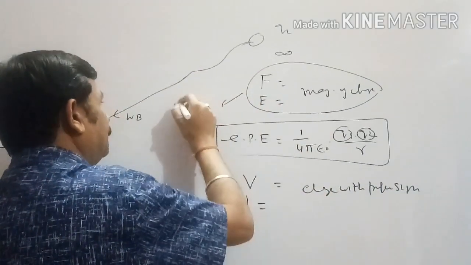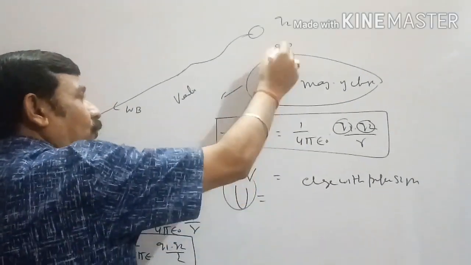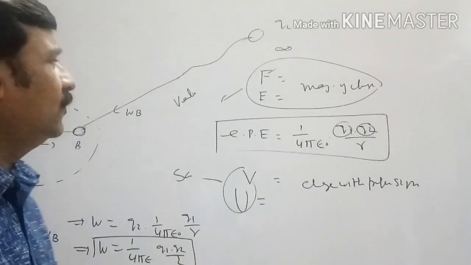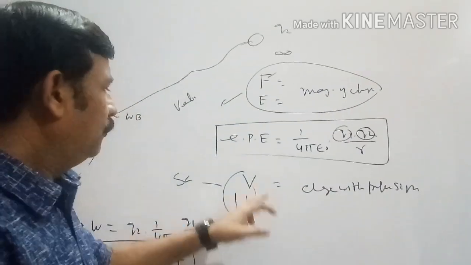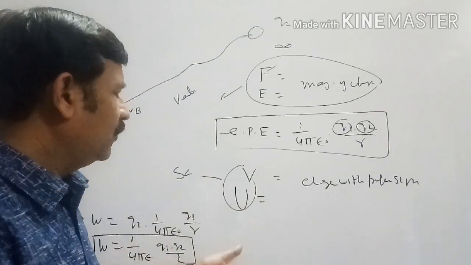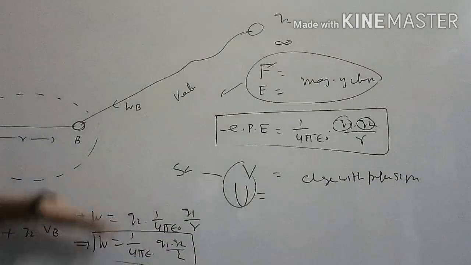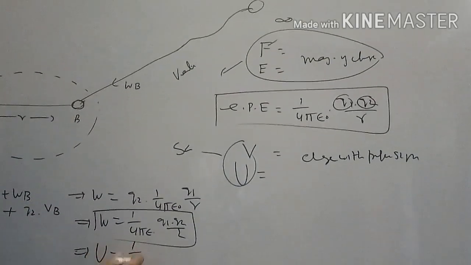They are vector and they are scalar. Force is a vector quantity, intensity is a vector quantity. So while we calculate force and intensity, we consider only the magnitude of charge. Potential is a scalar quantity, potential energy is a scalar quantity. So while we calculate them, we take charge with proper sign. This work done in this case will become the electric potential energy of the system.